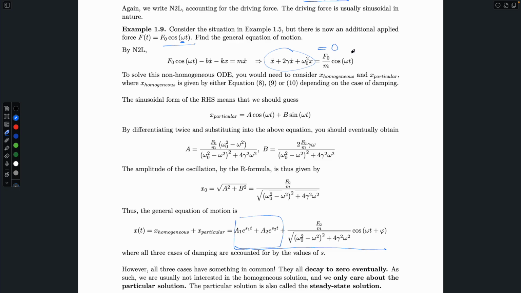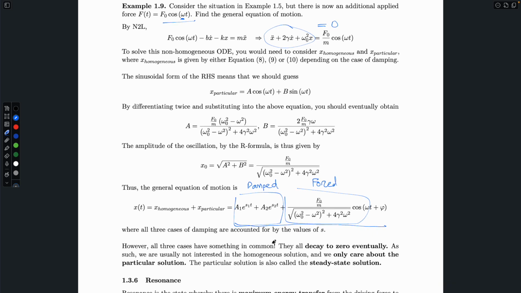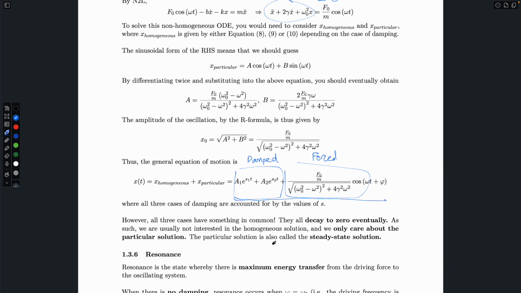And when it's set to zero, that just corresponds to your regular damped oscillator. So this first part is just the damped oscillator part. The second term is the forced oscillator part. This part is the forced oscillator part. Okay? So the damped oscillators will always decay to zero as time passes on. So most of the time we just throw it away, and then we just focus on this solution.